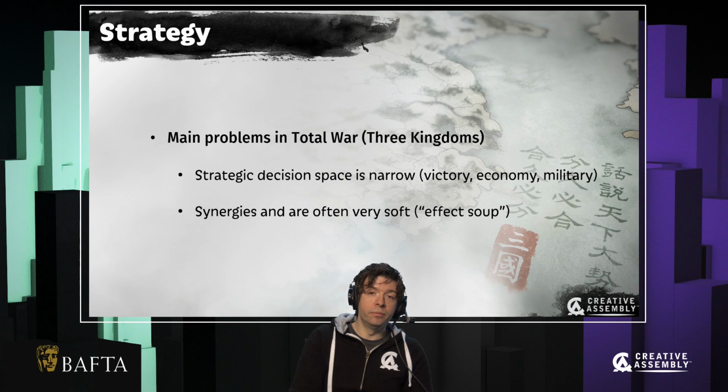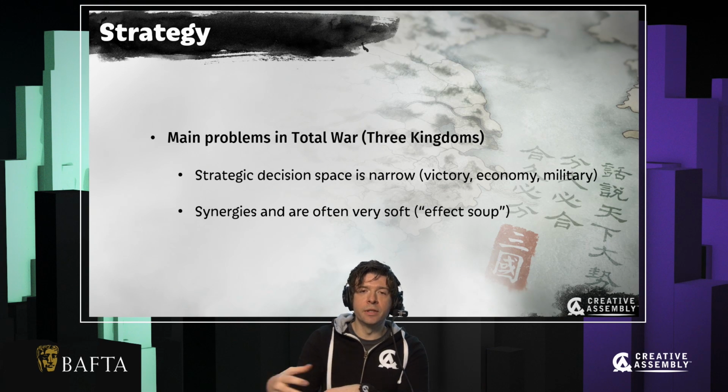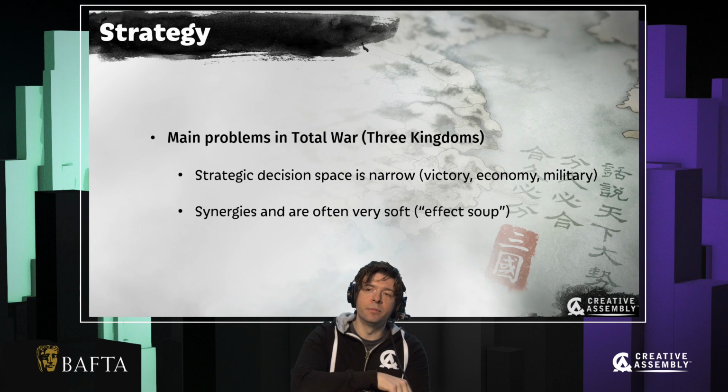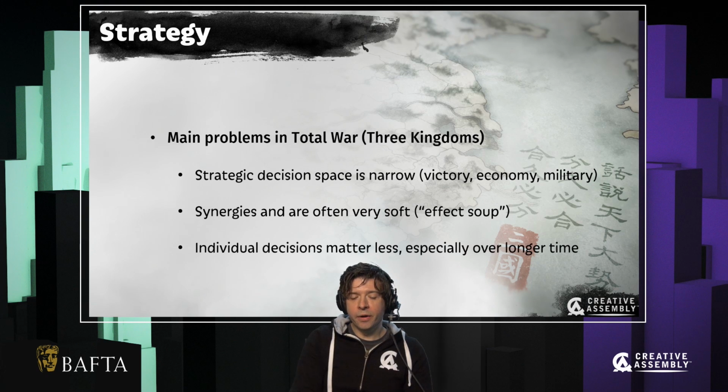Secondly, even though there are a lot of synergies, they're often quite soft, which is again referring to the notion of effect soup, where there's a lot of ways to impact certain systems from various subsystems around, but each individual synergy doesn't really feel very rewarding. And then finally, somewhat related, is that often individual decisions don't really matter as much, especially over long periods of time.